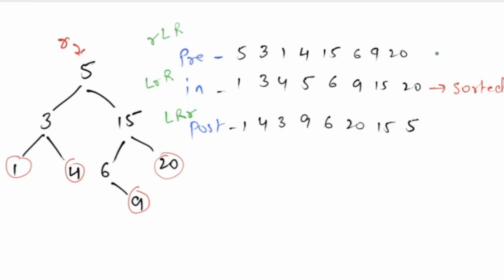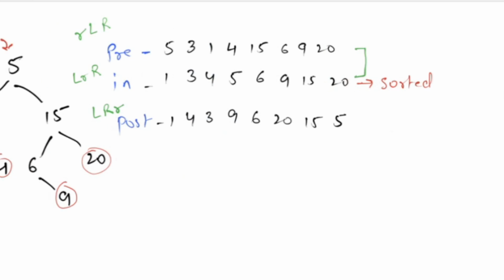Next, let's say you are not given the tree, you are only given the pre-order and in-order traversal. So you are not given the binary tree, you are only given the pre-order and in-order traversal. Can we build the tree from these two traversals?